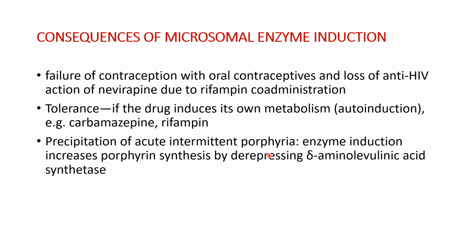Precipitation of acute intermittent porphyria. Sometimes enzyme induction induces aminolevulinic acid (ALA) synthetase, which is an enzyme involved in porphyrin synthesis. So when the induction of this enzyme happens, there is increased porphyrin synthesis and precipitation of acute intermittent porphyria can occur. So enzyme induction can induce synthesis of porphyrin as well.